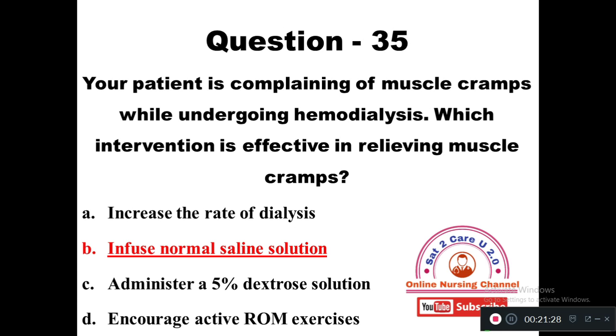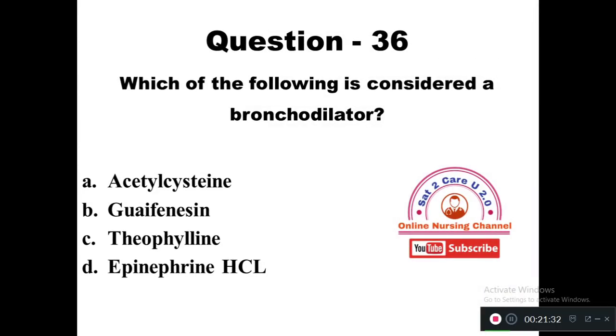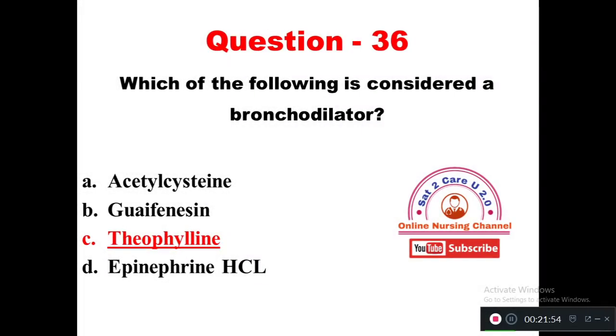Question number 36. Which of the following is considered a bronchodilator? Option A, acetylcysteine. B, guaifenesin. C, theophylline. Option D, epinephrine hydrochloride. The bronchodilator is option C, theophylline.